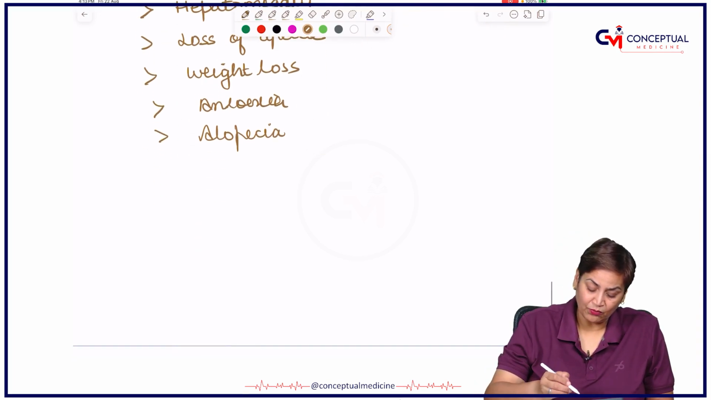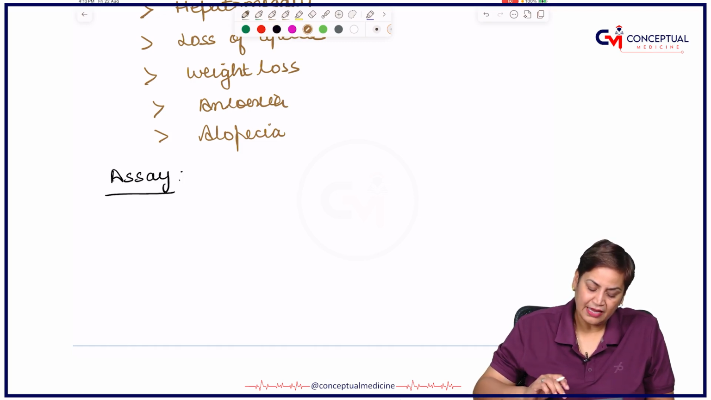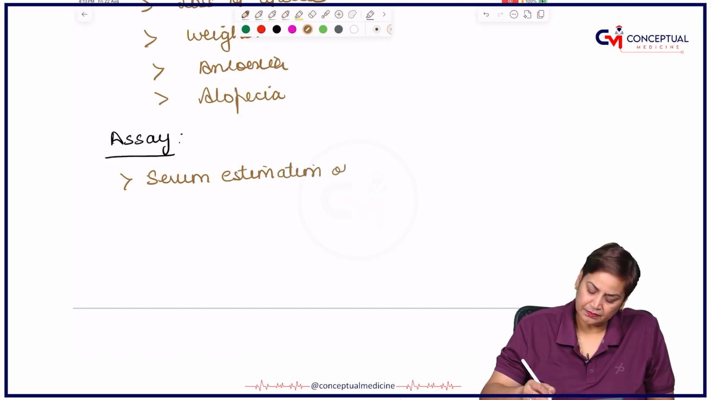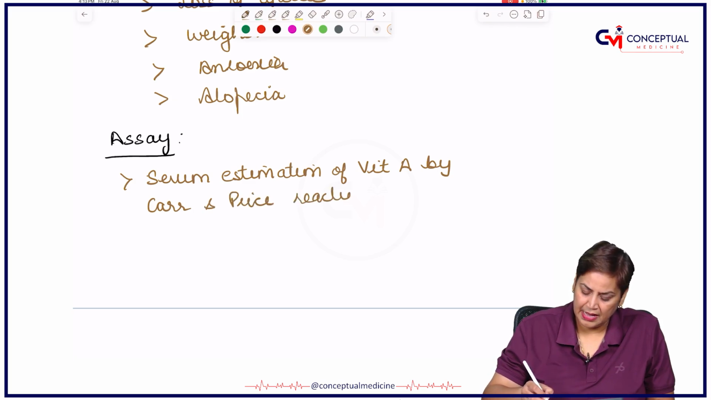And then we come over to how the assay of vitamin A is carried out. So whenever we have to carry out the assay of vitamin A, first is serum determination, serum estimation of vitamin A by the Carr-Price reaction. And second is by evaluating or measuring the dark adaptation time.